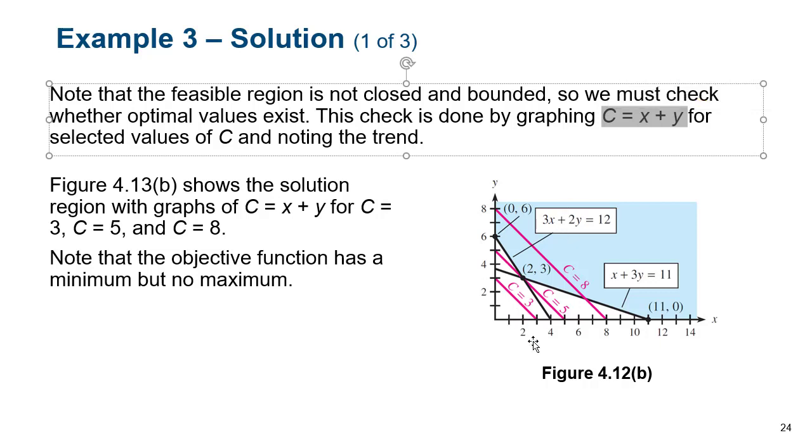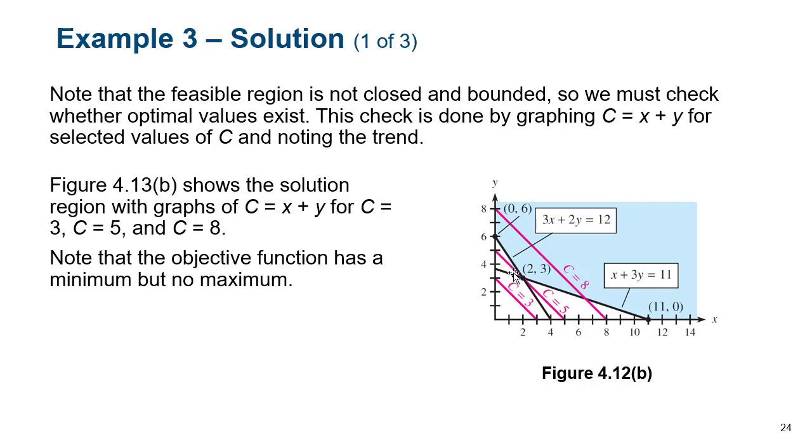This figure shows what happens, right? It shows the solution regions with graphs of c equals x plus y for c equals 3, 5, and 8. So basically, if you set x plus y equal to 3, you get this line, x plus y equals 5, you get this one, x plus y equals 8 gets this one, and you see that it'll just keep going out. These are parallel because they're the same line set equal to a different constant, so they have the same slope, right, same number in front of x. Note that the objective function has a minimum but no maximum.